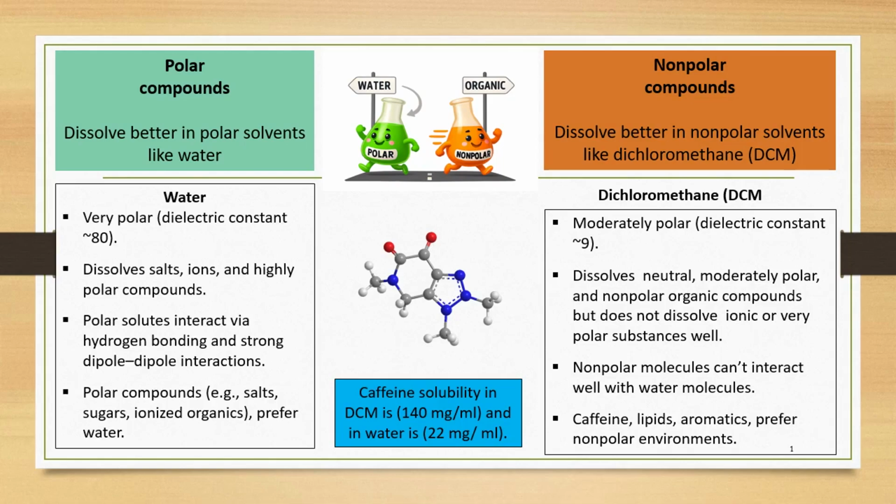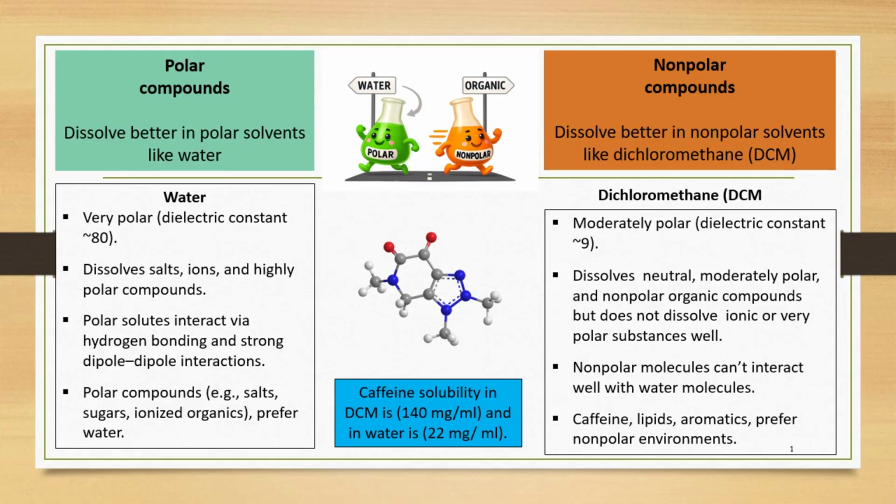Water, with a dielectric constant around 80, is highly polar. It loves ions, salts, and strongly polar molecules. Organic solvents like dichloromethane, or DCM, are moderately polar, with a dielectric constant around 9. They favor neutral, slightly polar, or nonpolar compounds. Caffeine is neutral overall, with both polar groups and nonpolar rings. But look at the numbers. Solubility in water is about 22 mg per milliliter, while in DCM it's about 140 mg per milliliter. No wonder caffeine makes its escape to DCM.